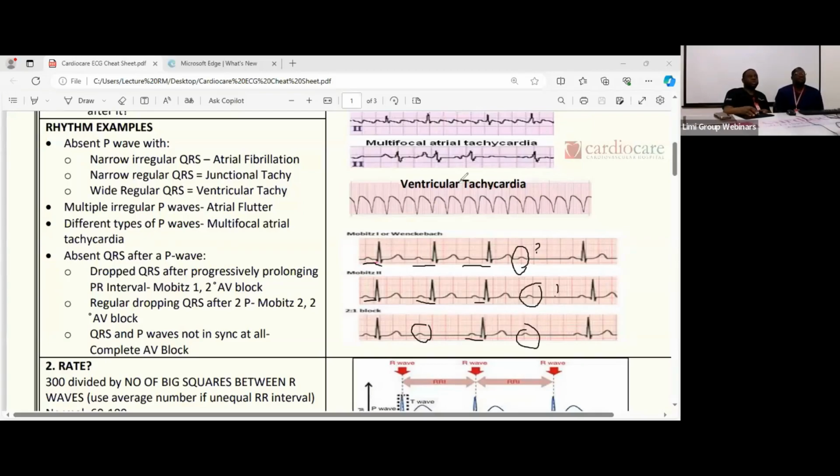Okay, we used to use husband and wife to describe our AV block. That's the first degree AV block. What we just have is the PR interval is just longer than usual. That means the husband comes home late, but comes every day. So instead of coming at 6 p.m., he comes at 8 p.m., but comes home every day. That is first degree AV block.